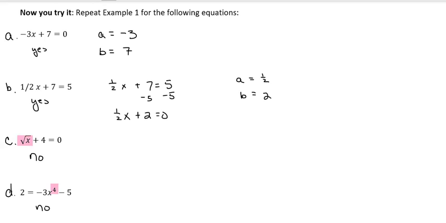Okay, so this next one, a, yes, it is linear, and it's already written in ax plus b equals 0 form. a is negative 3, b is 7. The next one needs to be rearranged so that it equals 0. So you're going to subtract 5 from both sides. Get 1/2 x plus 2 equals 0. So it is a linear equation. a is 1/2, b is 2. c is not linear because x is under the radical. d is not linear because x is raised to the power of 4.